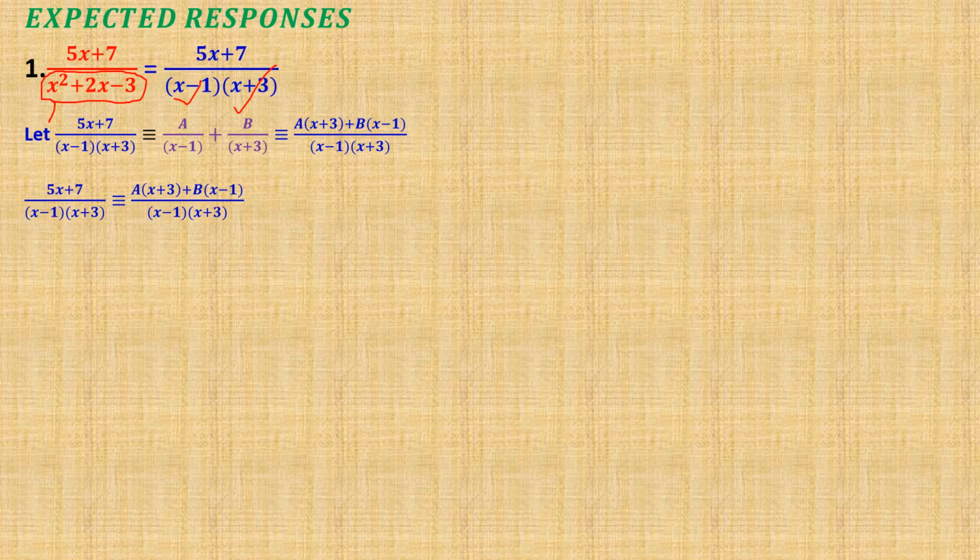You can see that the denominators are the same. If I multiply both sides by the denominator, I remain with 5x plus 7 equal to A into x plus 3 plus B into x minus 1. From this point, I want to get the values of A and B such that I get back to my expression, then I just substitute for A and B. By the end of the day, I will have split this original function into partial fractions. So I need to solve for A and B.